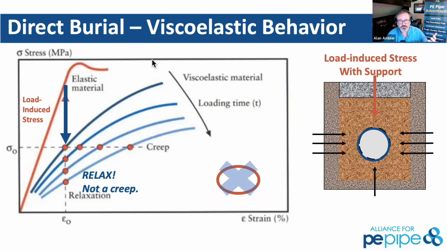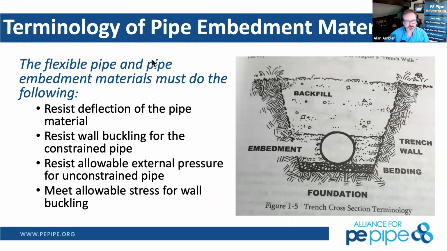It does the same for PVC, ductile iron, and sometimes high-density polyethylene, because of the lower modulus of elasticity and durability, flexibility of HDPE. It's hard for some people to get that wrapped around. So go ahead and go to the next one.